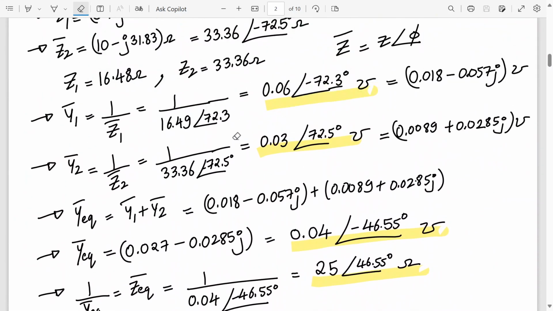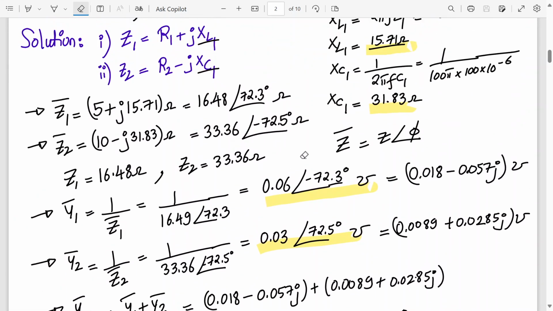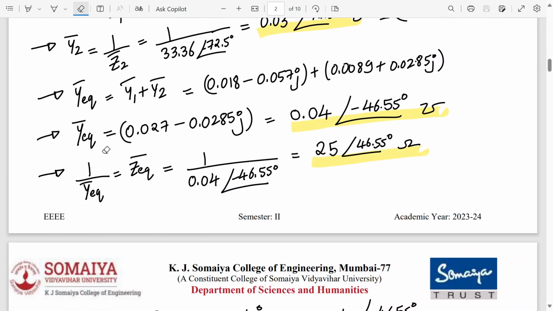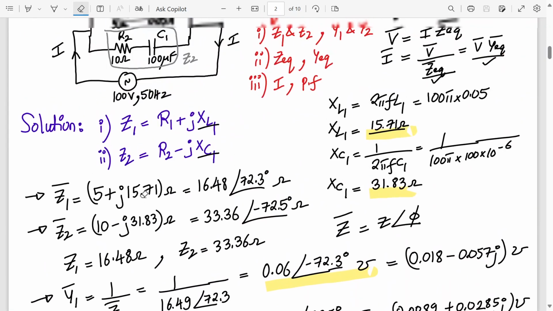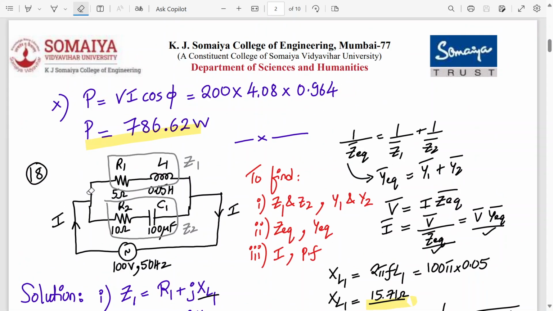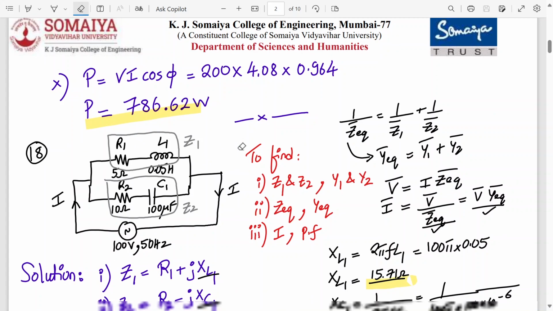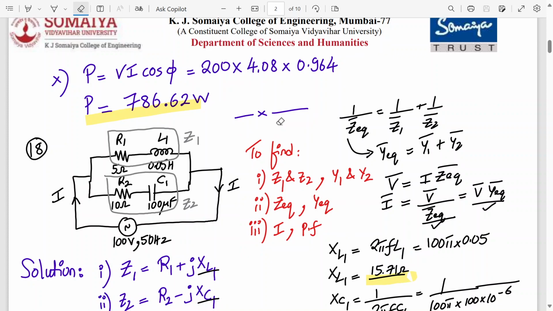Yeah, we can do Z1 plus Z2. Absolutely. But since Y equivalent was available, that's why we use this formula. No, it is parallel, so 1 upon Z equivalent is equal to 1 upon Z1 plus 1 upon Z2. They are not in series, so you will get a different answer. Yes, if you do it for parallel, it's correct. Okay, everyone understood this?